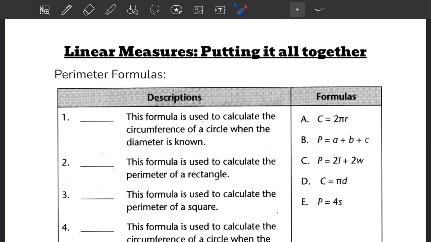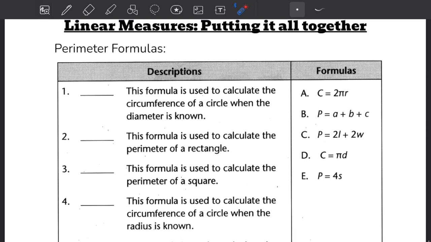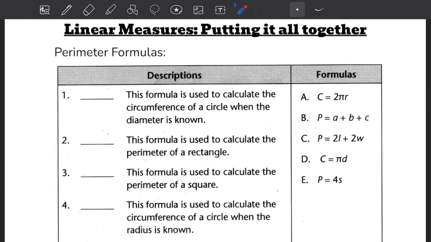In this part of the module, we're going to be putting together everything we learned about perimeter in order to solve complex linear measure problems or complex perimeter problems. I'm only going to go over two big examples, really, but you can use the same approach that I'm going to use today to tackle any unique perimeter problem.